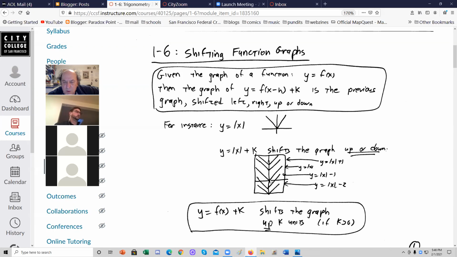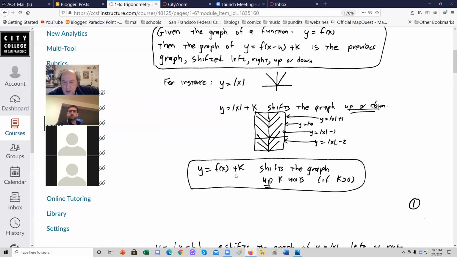Here's y equals absolute value of x. Here's y equals absolute value of x plus 1, shifted up 1 unit. This is y equals absolute value of x plus 2, shifted up 2 units. Here's y equals absolute value of x minus 1, shifted down a unit. This is y equals absolute value of x minus 2, shifted down 2 units. So y equals f of x plus k shifts the graph up k units if k is positive, down if it's negative.